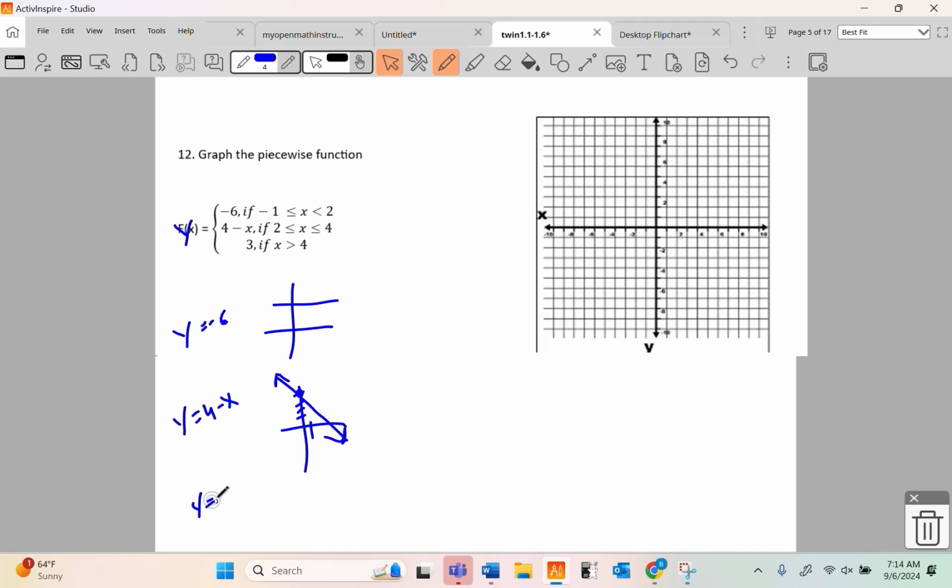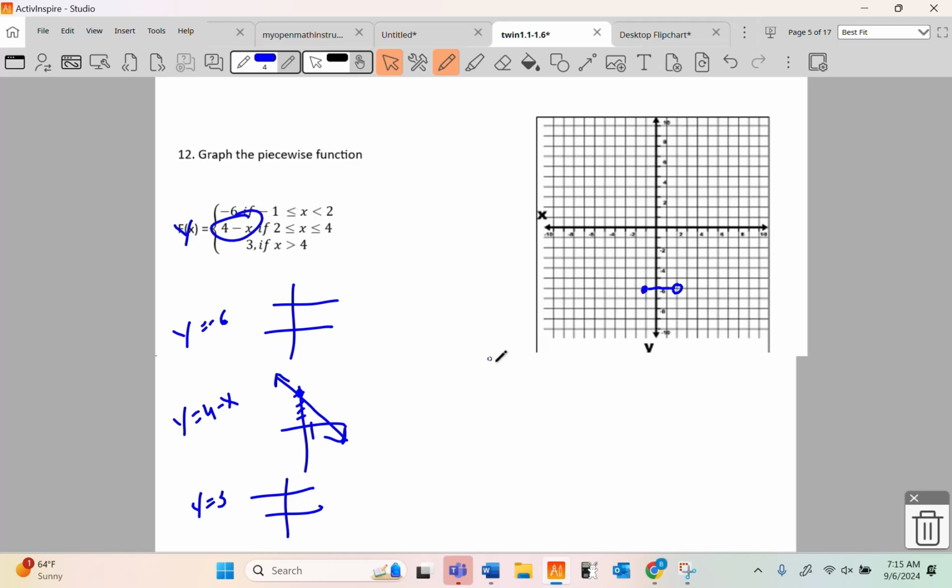Then I have y equals 3. And by the way, this -6 is an O. Never mind. I should just use different colors. Y equals 3 is up there. This is not a hard piecewise function. So y equals -6 is drawn from -1 to 2. Notice the closed dot at -1. And it's -6. Nice closed dot. And it's drawn all the way till x is 2. And that'll be open.